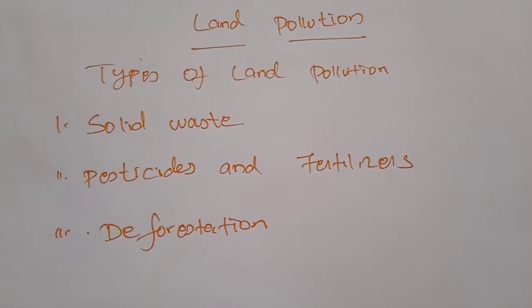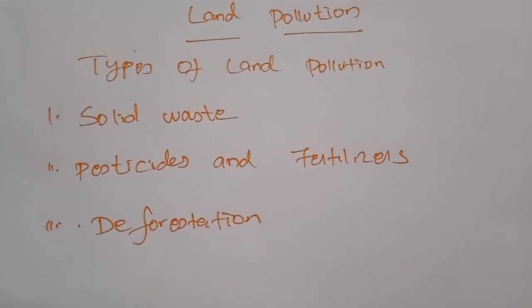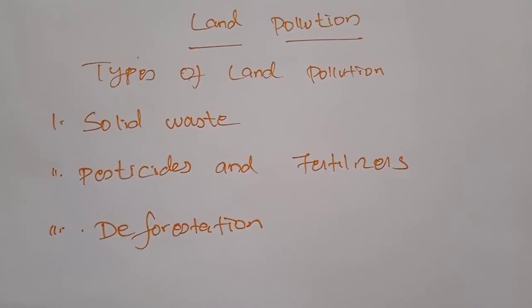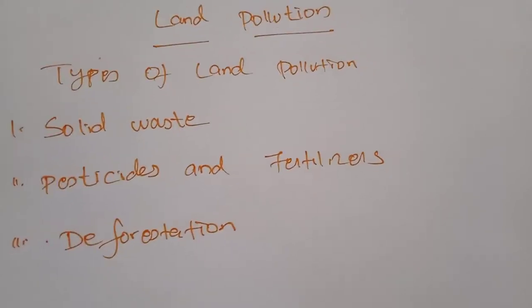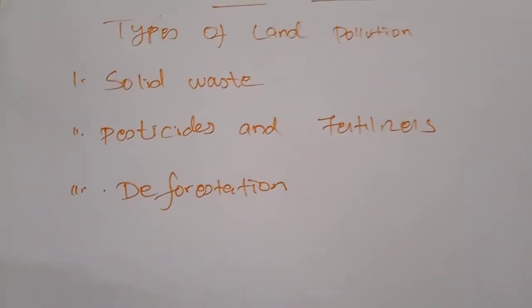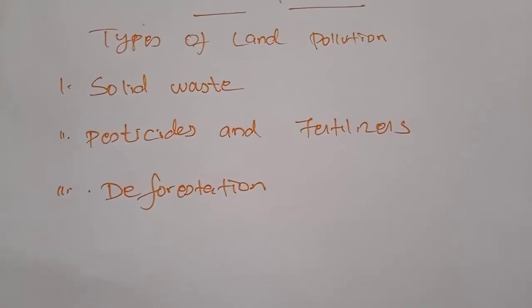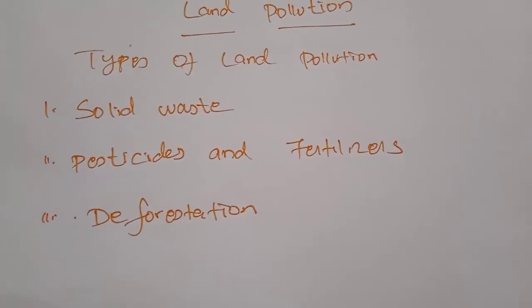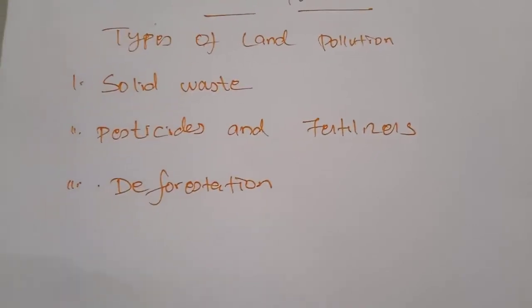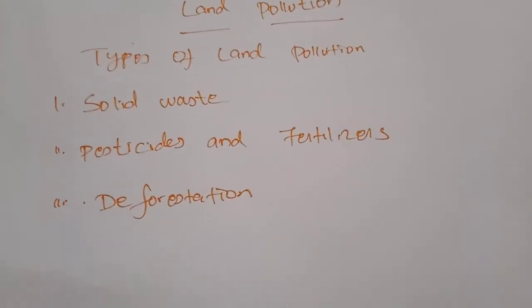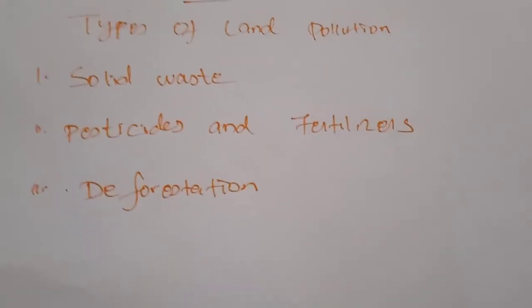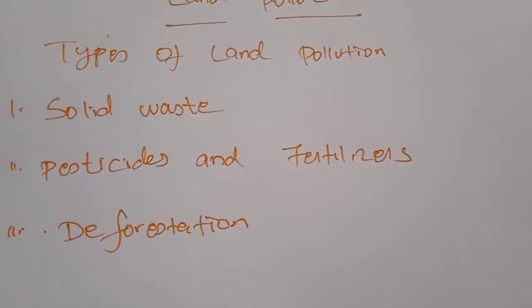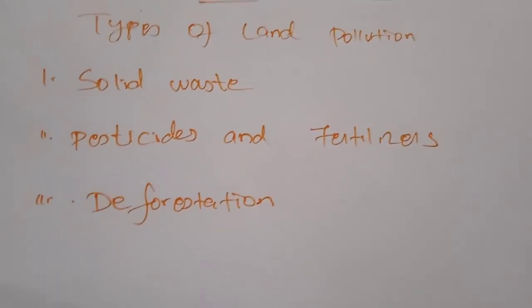Next, pesticides and fertilizers. Many farming activities involve the application of fertilizers, pesticides and insecticides for higher crop yield, which pollutes the land. Nowadays, many farmers, in both urban and rural areas, use many chemical fertilizers, pesticides and insecticides. When they are used continuously, the land loses its fertility and productivity. Not only that, whatever crops are cultivated in that land may also become poisonous.